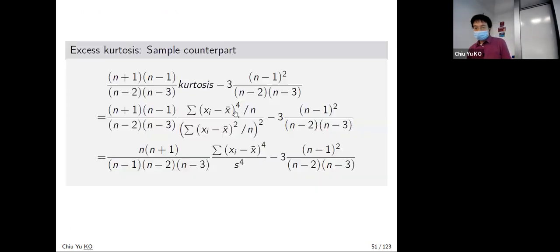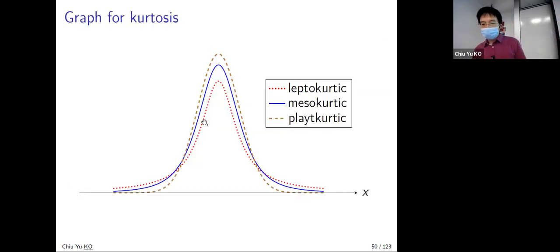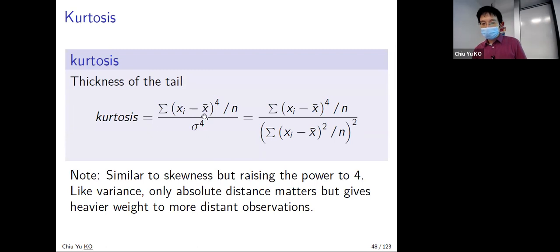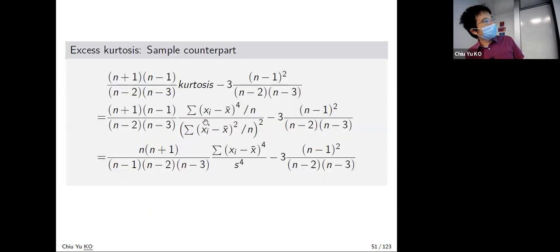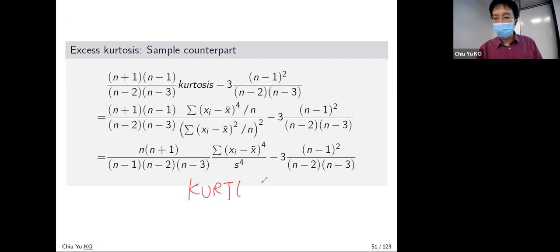Now, you may ask, I have this formula, how do I estimate this? It's a crazy formula. And you ask, why do I have this crazy formula here? Because if you look at Excel, Kurt, which we'll learn in the next class, actually is this formula. I do understand that you feel this formula is crazy, but don't worry, this is what Excel gives you.